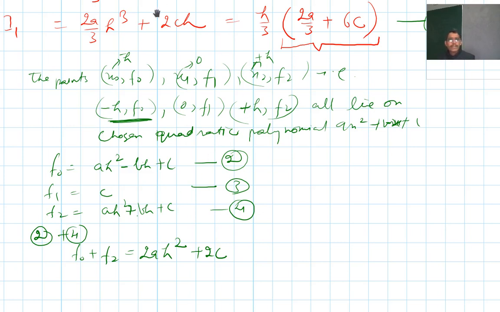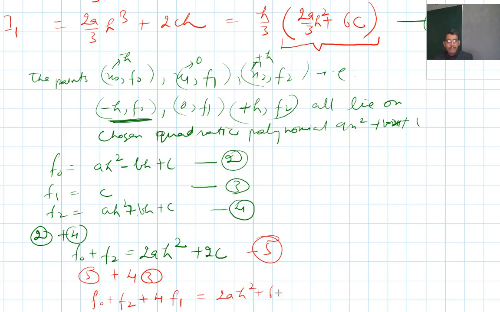Okay, sorry, when I take h by 3, so yeah, it is h², right? So now what we need is 6c. So what I will do is now apply the operation 5 plus 4 times the equation 3. If I use this, then what I am getting is f0 plus f2 plus 4 f1 is equal to 2ah² plus 6c, right? That's what we are getting.